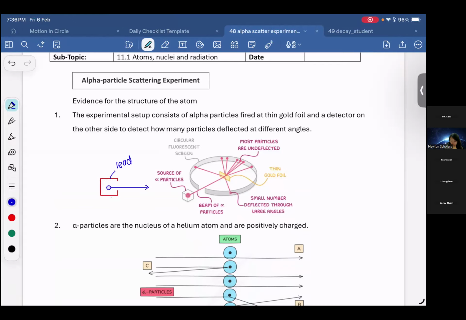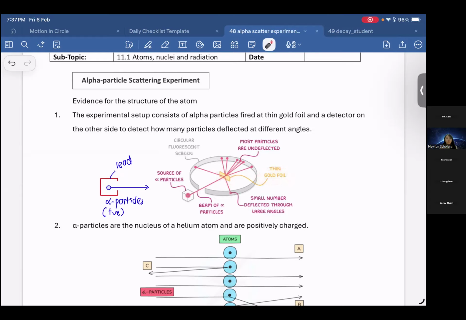So the particle inside is called alpha particle, and we understand from year 11 that alpha particle is a positive charge particle. Then we let the alpha particles shoot at this yellow thing, which is gold foil, a thin gold foil.